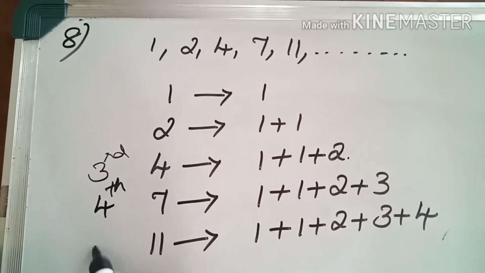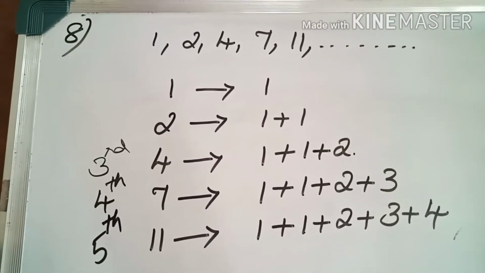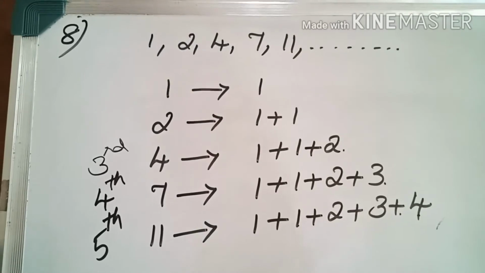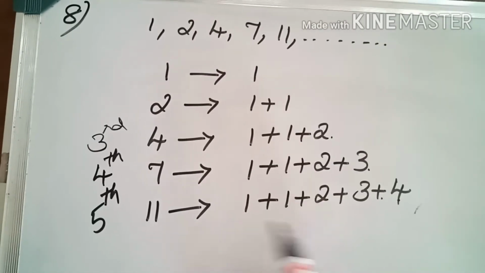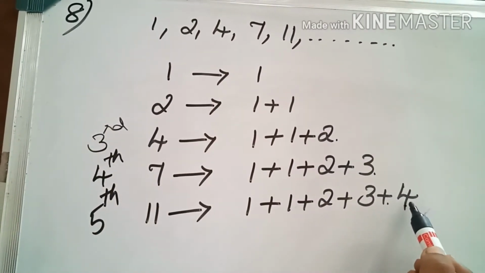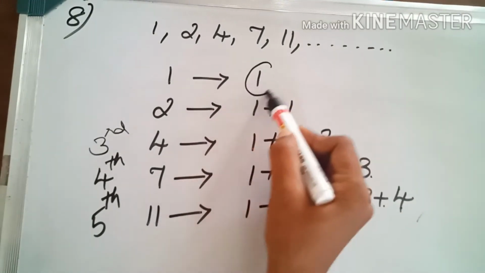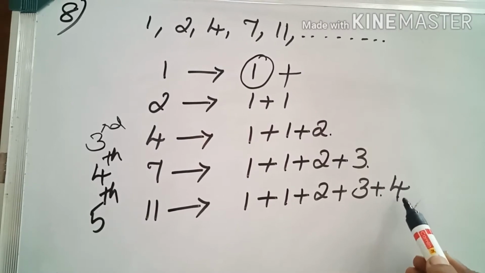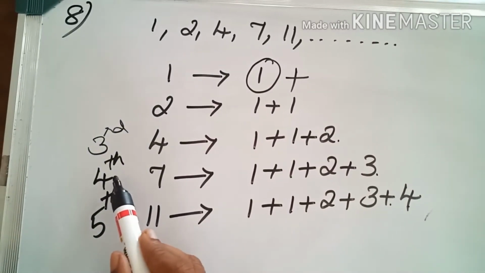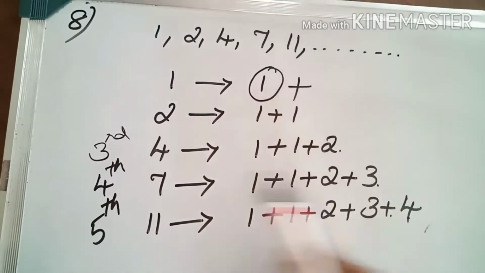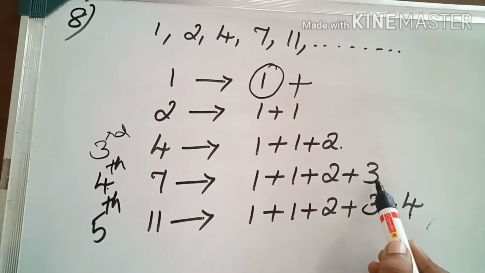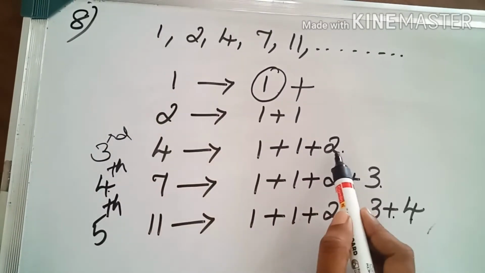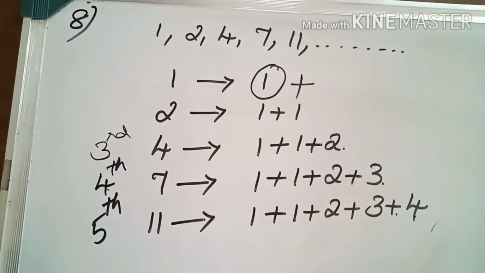Okay. Now the fifth line. In the fifth line, up to this plus 4 more. Now check. For the fifth line, up to 4 we are adding. That means starting number plus the natural numbers up to 4 we are adding. For the fourth line, starting number plus natural numbers up to 3 we are adding. Third line means starting number plus natural numbers up to 2 we are adding.